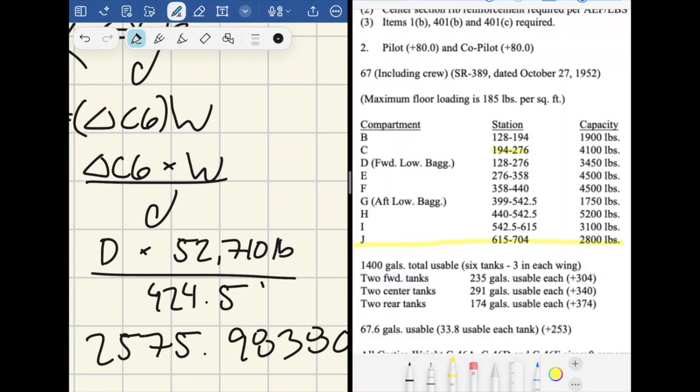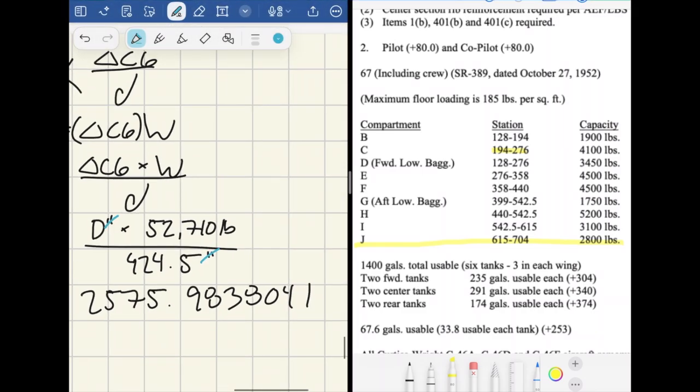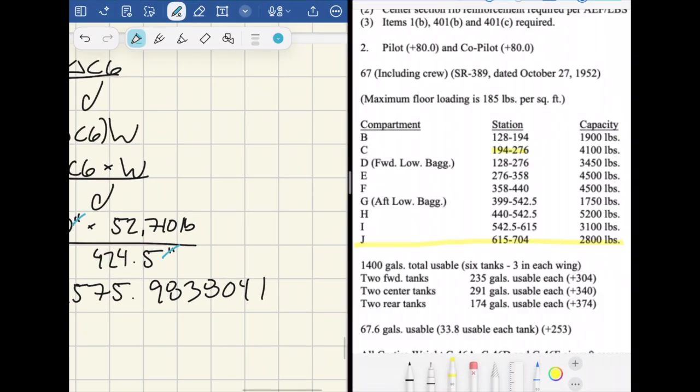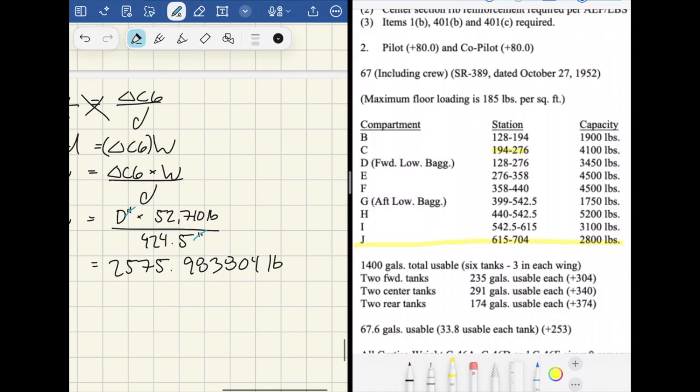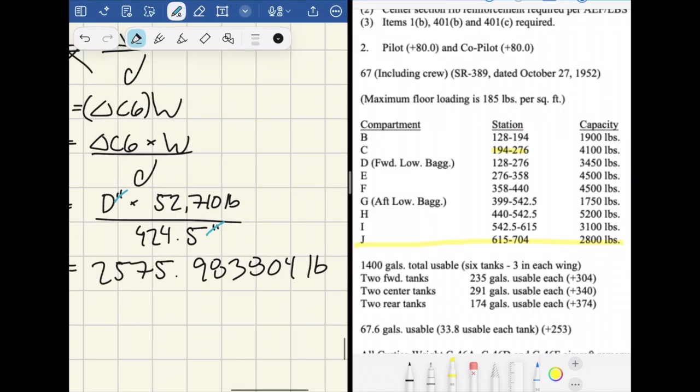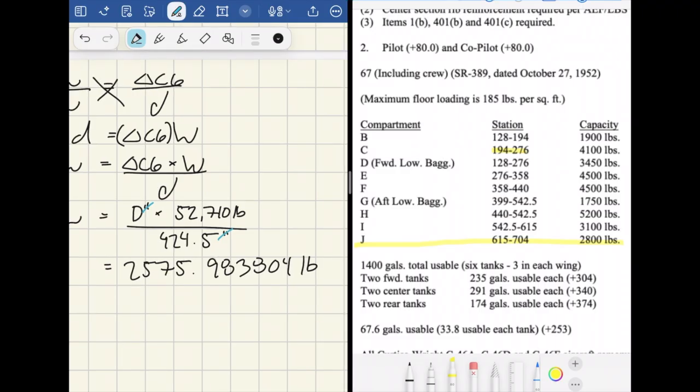Alright, and do remember na naka-inch to. So magka-cancel out yan, guys. Cancel. And ang matitira is si pounds. And we have here pounds. Ito ang ating weight na ililipat para pasok ang ating CG. But in final answer, we have 2,575.98 pounds. Alright? This is our final answer for the weight to be shifted.